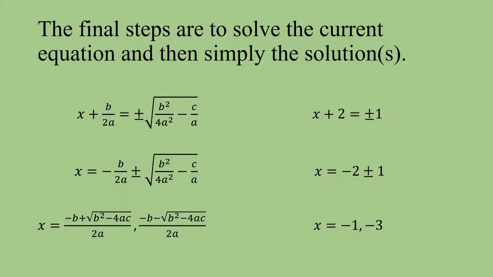To do this, you have to rewrite each solution twice. Once where a plus sign is where the plus or minus sign is, and once where the negative sign is where the plus or minus sign is. For the equation on the left, it simplifies to the quadratic formula. For the equation on the right, negative 2 plus 1 is negative 1, and negative 2 minus 1 is negative 3. Negative 1 and negative 3 are solutions to the original equation 5x squared plus 20x plus 10 equals negative 5.